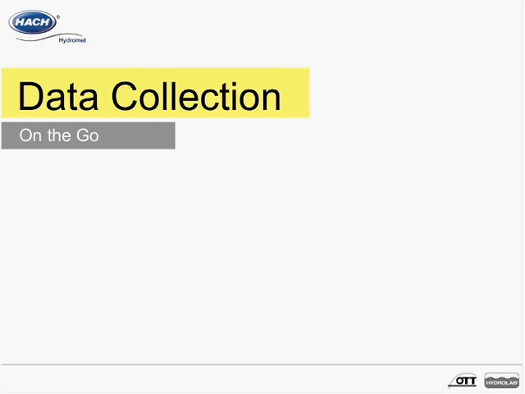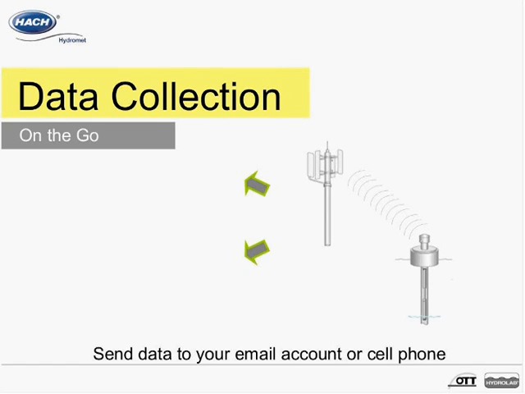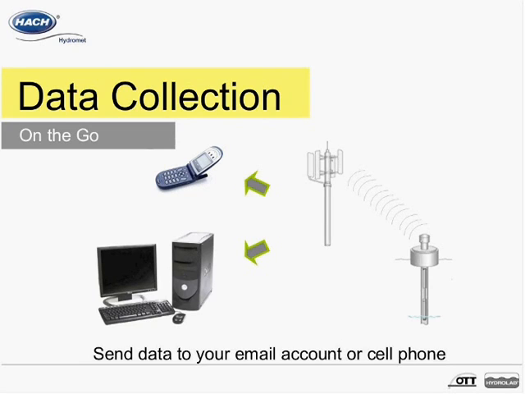Measured values can also be sent from your site directly to your cell phone or email account. This allows you to receive data from critical sites while you're on the go. This is especially useful for alarm messages.